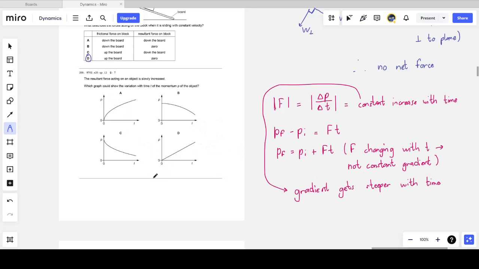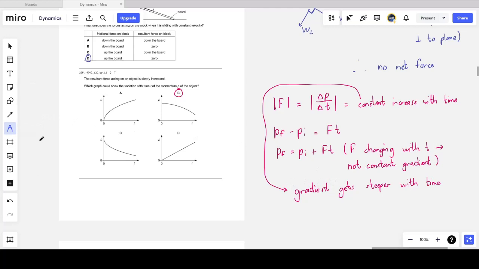And I noticed that that's not true for A, C, or D. With A, the gradient gets shallower with time. With C, the gradient also gets shallower with time. We don't know if it's an increase or decrease, remember. But what we do know is that as time gets greater, the gradient of P against T increases only for B. The magnitude of the gradient gets steeper, or greater, with time. Steeper could be plus or minus, and so the only option there is B.